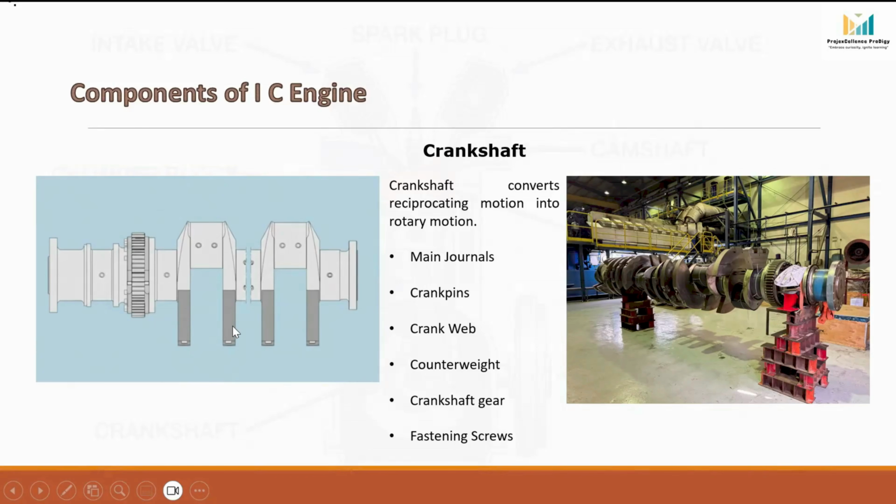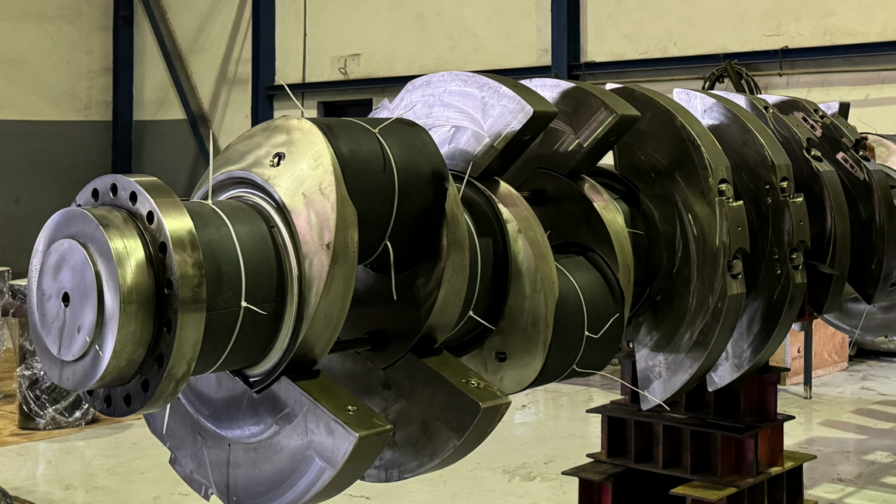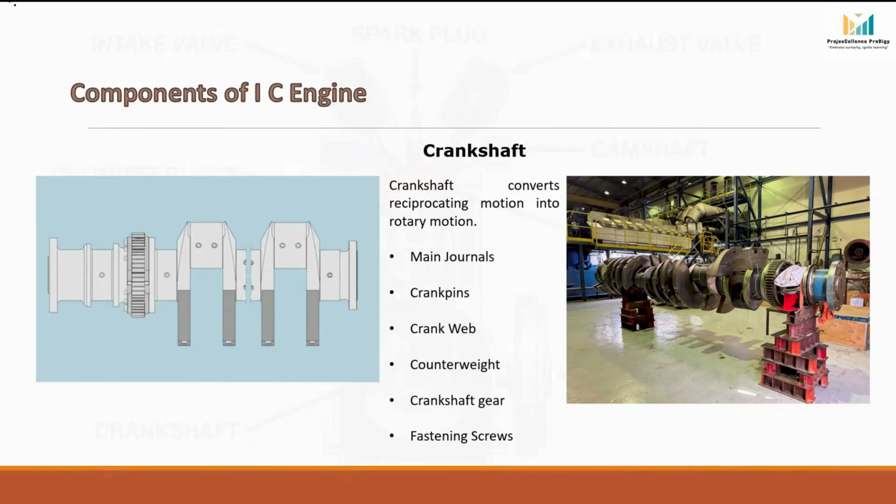Now observe these heavy masses provided on both sides. These are called counterweights. The purpose of counterweights is to balance the rotating and reciprocating masses of the engine. As pistons and connecting rods move continuously, they create unbalanced forces. Counterweights help reduce these forces and make the engine run more smoothly. Without proper balancing, the engine would experience excessive vibration, increased bearing loads, and reduced component life.